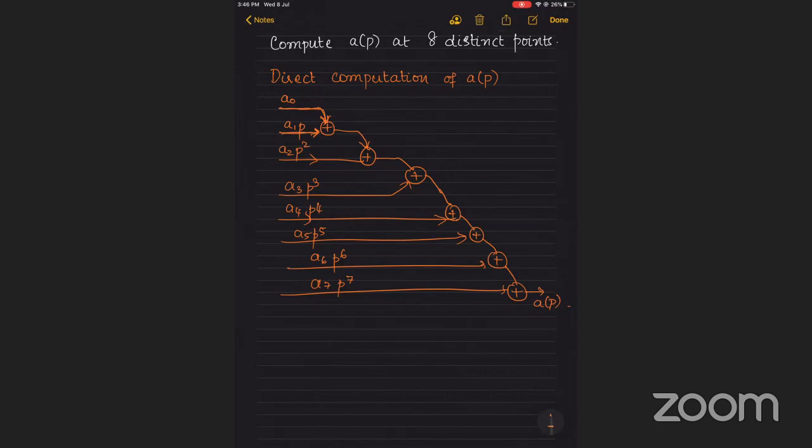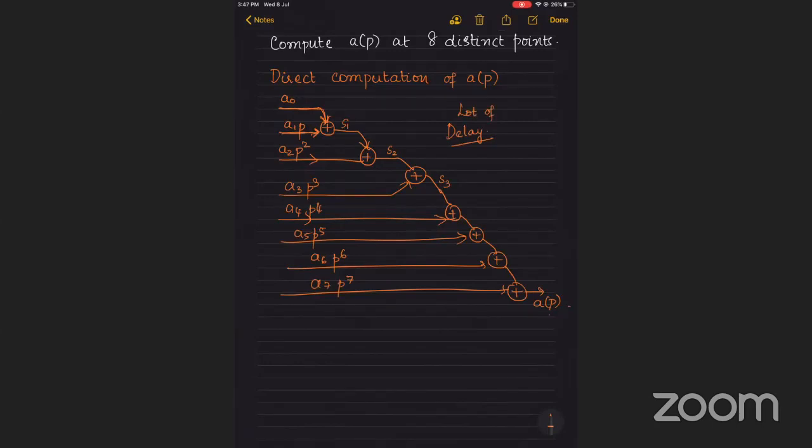Until I finish getting this A0 plus A1P, this sum, which I'll call S1, I cannot do anything. Then I get A2 P square, I add these two, I get S2. Then I have to wait for this S2 to come. Then I will add this. It becomes S3 and so on. Therefore, there is a lot of delay involved to get my A of P. I don't want to do this.